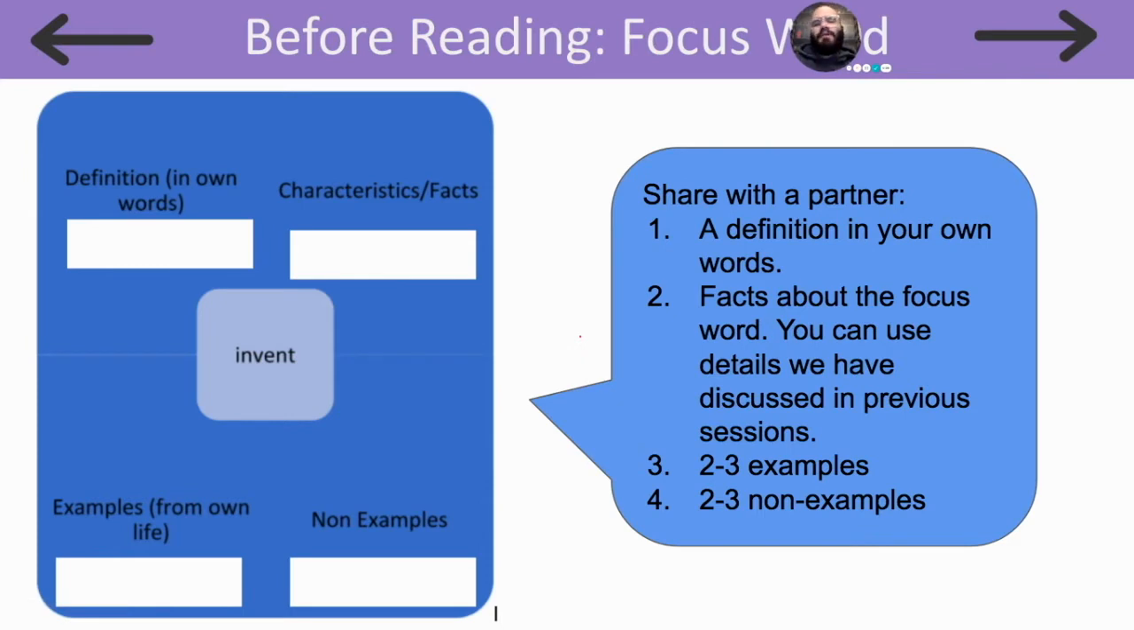We should be familiar with this organizer. In the middle we have our focus word invent. On the top left, we're going to write a definition. On the top right, some facts or characteristics about our word. Then on the bottom left, some examples, and bottom right, some non-examples. So I want you to fill out the organizer and then share with a partner. Now I'm going to show you how I would do it.